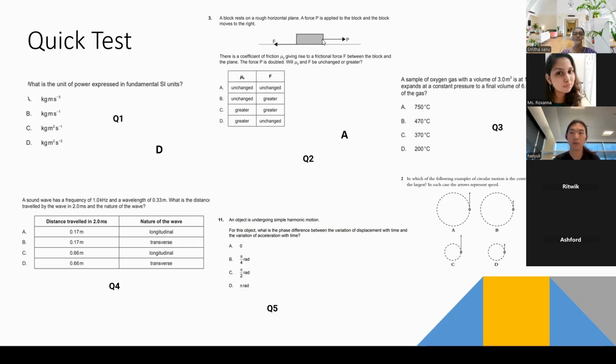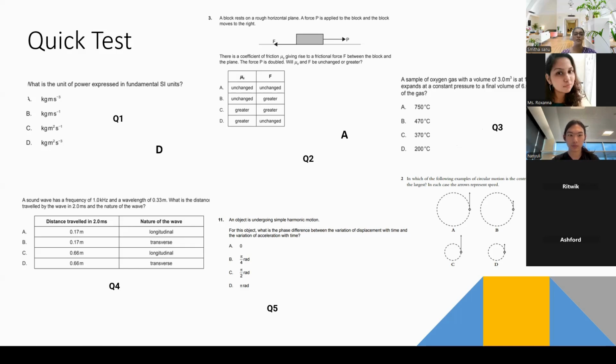Anyone? Question 3B. Okay, it's not B. I'm sorry. As you can see, the volume has doubled. So what should happen to the temperature? It's directly proportional. V is directly proportional to T. So the change in temperature should also be, what is the change now? Yes, answer is D, because the change in temperature is directly proportional to change in volume. The answer is D.